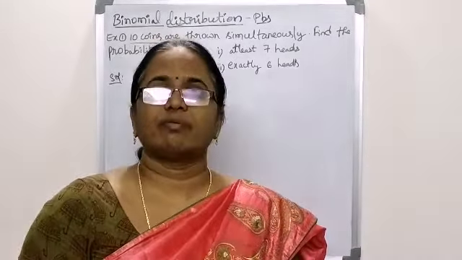And we need to find the probability of getting at least 7 heads and exactly 6 heads. So to find the probability of getting at least 7 or exactly 6 heads, first we have to suppose what is the success and what is the failure in this problem. So let us suppose p is the probability of getting 1 head.